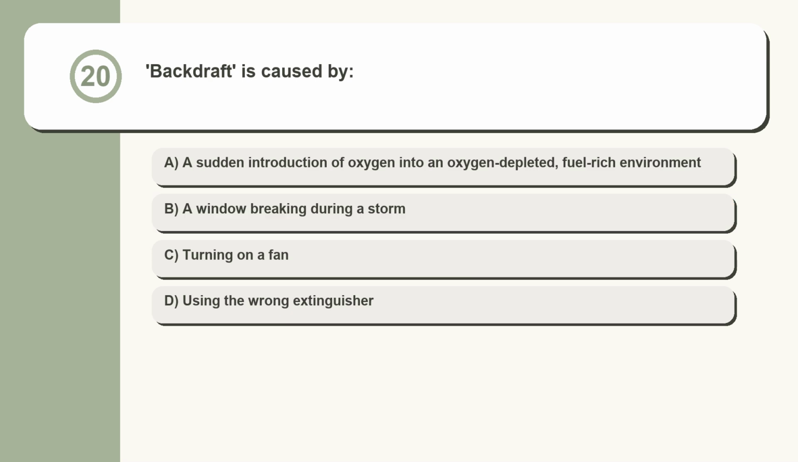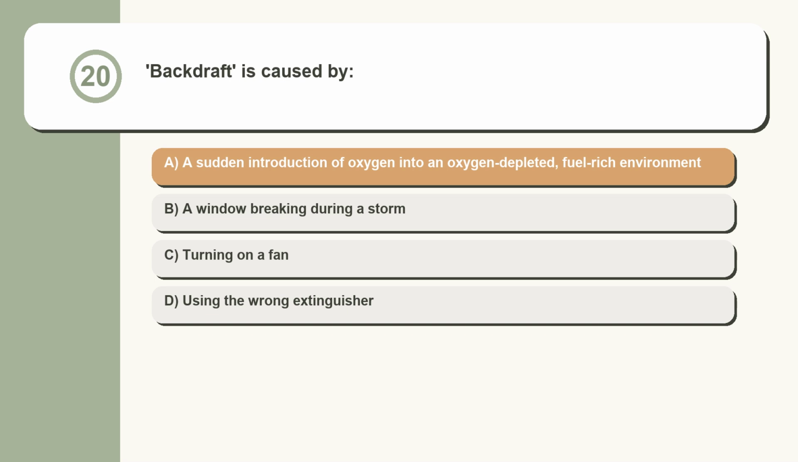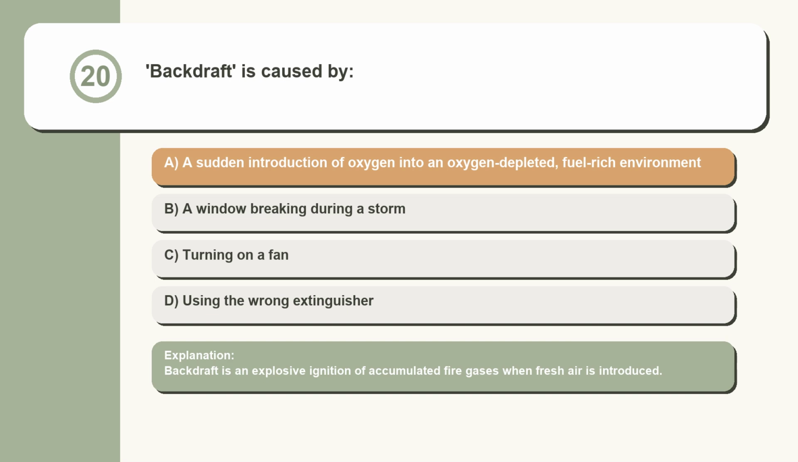Question 20. Backdraft is caused by a sudden introduction of oxygen into an oxygen-depleted, fuel-rich environment: a window breaking during a storm, turning on a fan, using the wrong extinguisher. Backdraft is an explosive ignition of accumulated fire gases when fresh air is introduced.